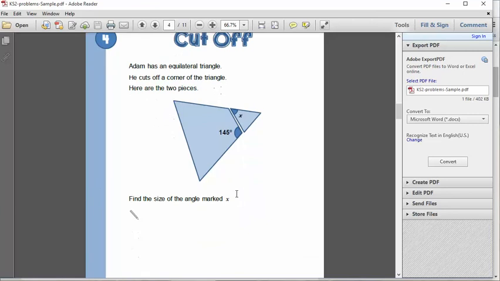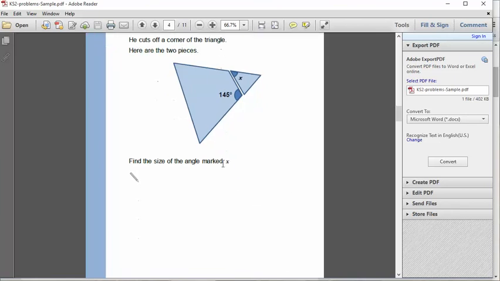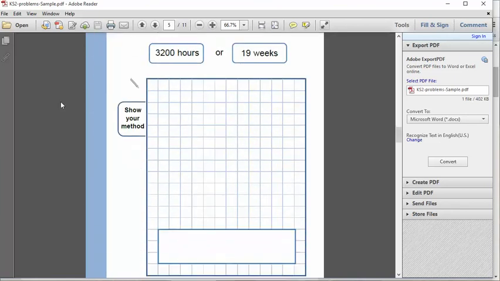I love that one with angles as well. And again, if I was asking that to students, once they've figured it out, I might say to them, if I change that 145 to 130, what effect is that going to have on X? Is it going to go bigger, smaller, and by how much? And then we can start to generalize and so on. So loads of stuff going on with this. A time period, again, loads of space for working out.